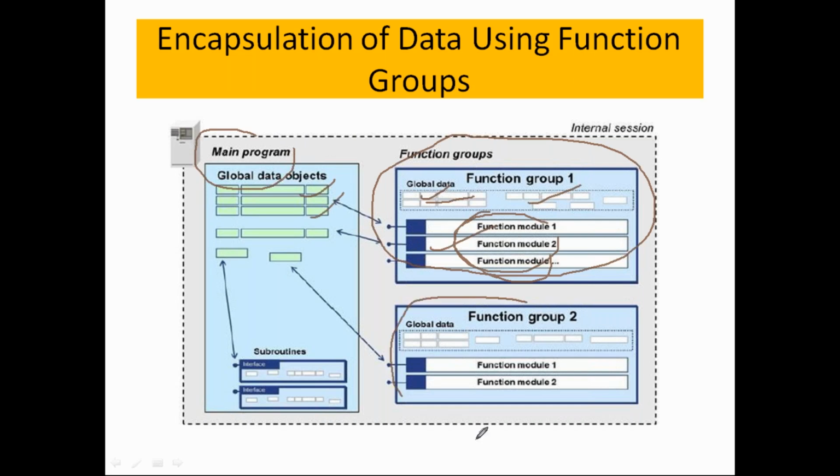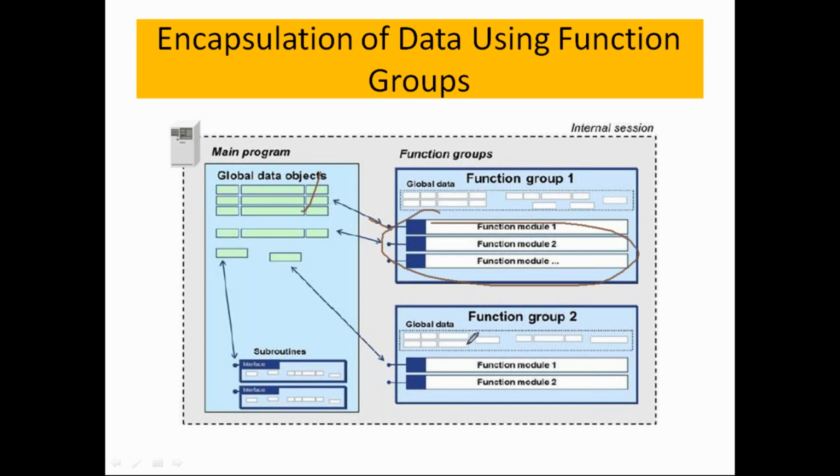Similarly, another function group has its own global data, and only these functions can access it. Now with this global data and function modules provided, if the function module exports, this can be imported into these variables. If the function module imports, then you can export it. But when the function module is not willing to give the data, that data cannot be used by the program. They cannot change it, they cannot use it. So this is what function groups are.